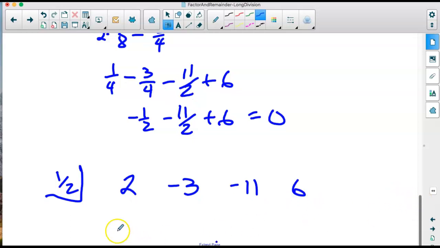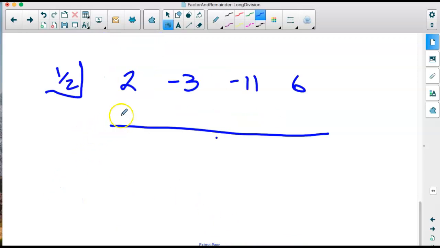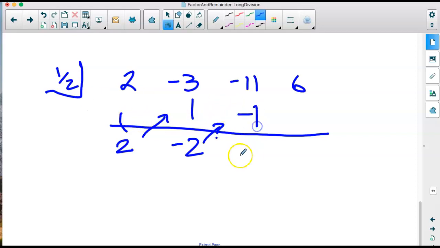All right, so I'm going to divide this out and we will see. Bring down the 2. Multiply, we get 1. Add, we get -2. Multiply, we get -1. Add, we get -12. Multiply, we get -6. And we add, we get 0.